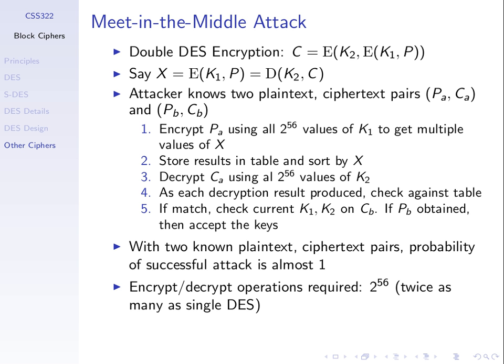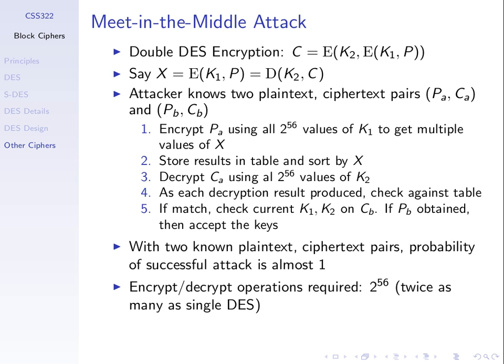How many possible values of K1? In our case, 2 to the power of 56. A 56-bit key. They need to try 2 to the power of 56 possible keys. And as an output of that, so this is just this operation, they'll get 2 to the power of 56 values of X. If we encrypt the same plaintext with all these keys, we'll get these values of X as an output, whatever the values are, X1 up to X2 to the power of 56.